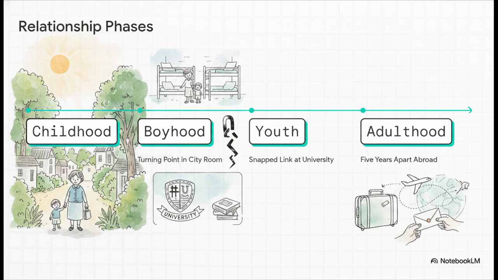Let's move to a timeline and see how this builds, because it's key to understanding the story's structure. We start with childhood, where they're constant companions in the village. Then boyhood, that turning point where they share a room in the city house but start drifting. Youth brings that snapped link at university when he gets his own room. And finally, adulthood brings the ultimate test. The author decides to go abroad for further studies for 5 long years.